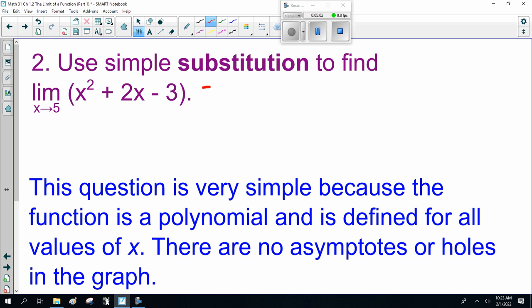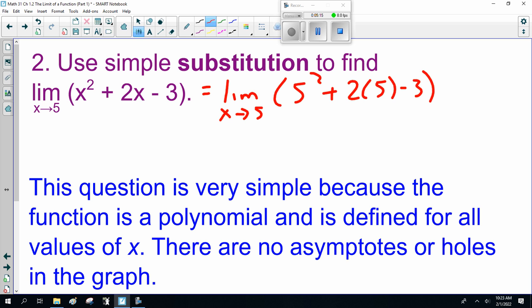When we plug in the numbers, this is the limit as x approaches 5 of 5 squared plus 2 times 5 minus 3. It's 25 plus 10, 35, 32.